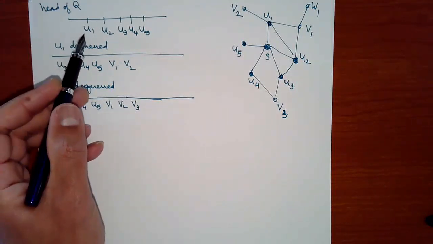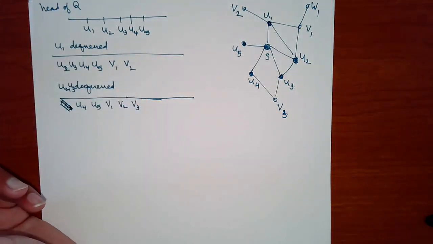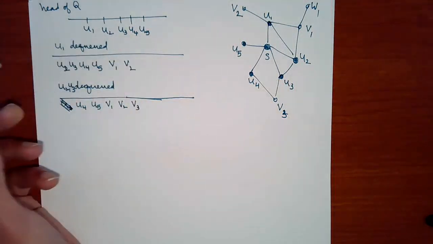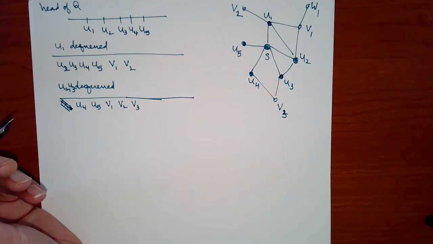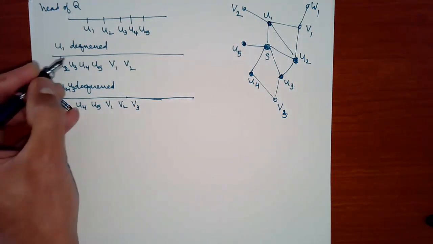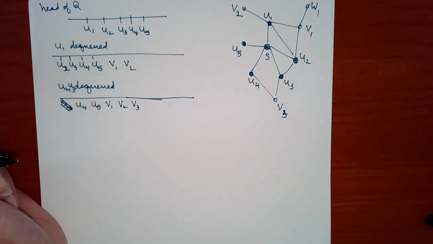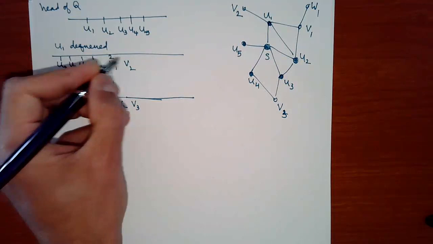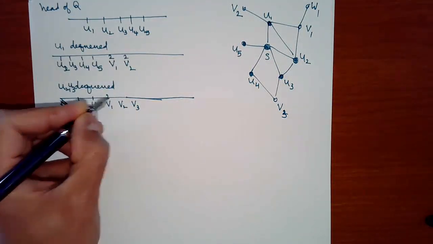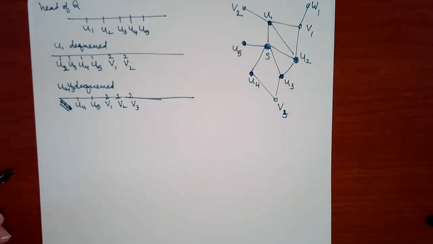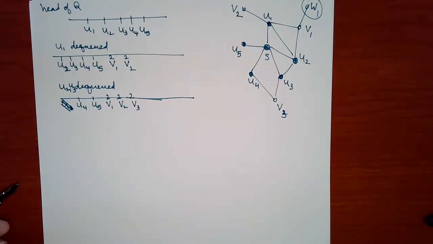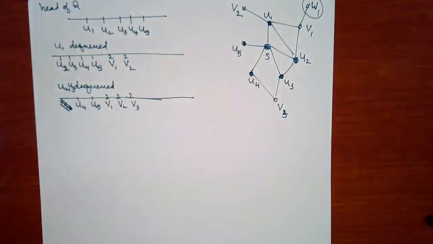What are the shortest path distances of U1 to U5? What is the shortest path distance of U1 to U5 from S? 1. What about V1 and V2? 2. In the graph, is there a vertex at distance 3? Yeah, W1. All the others are distance 2.